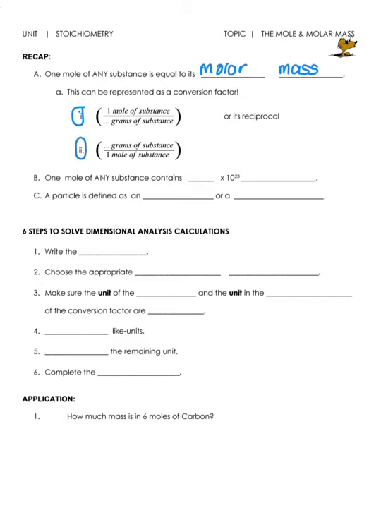So also, 1 mole of any substance contains 6.02 times 10 to the 23rd particles. And a particle is defined as an atom if you're talking about an element, or a particle can be defined as a molecule if you're talking about a compound.